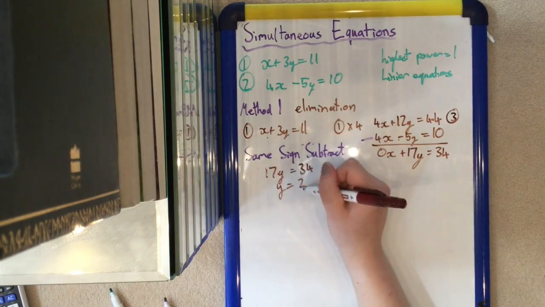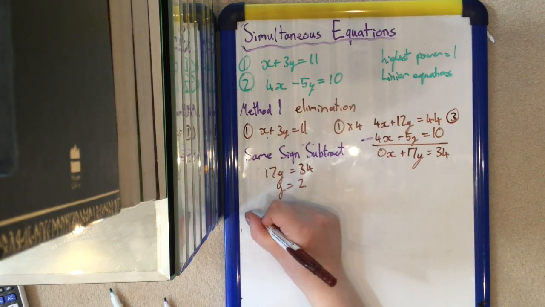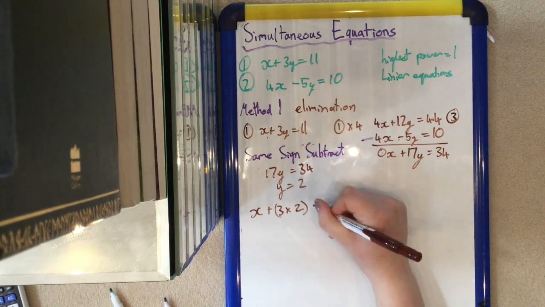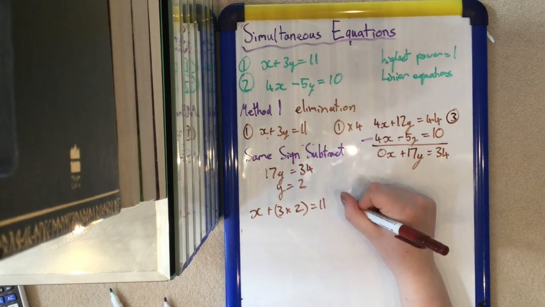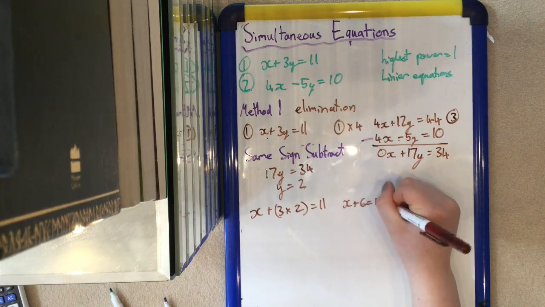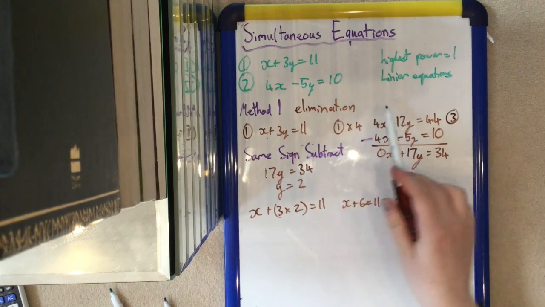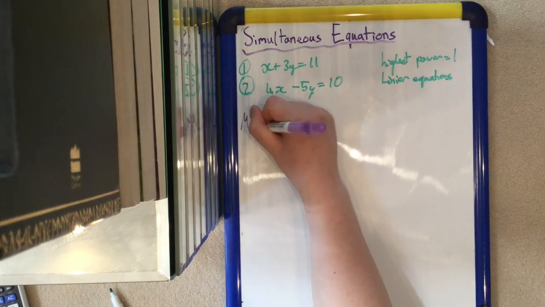This is now very simple to sub back into equation 1, x plus 3 times 2 equals 11, x plus 6 equals 11, so x equals 5. And that is how the elimination method works.